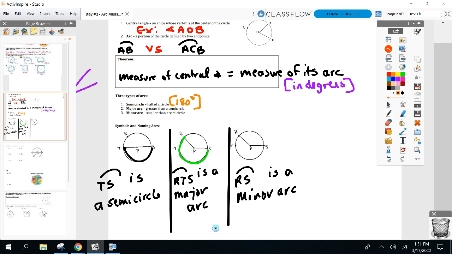Anything? Major, minor, semi. Because now I want to use this theorem I just showed you. I want to use this theorem that the central angle and the arc are always equal. So let's do it.